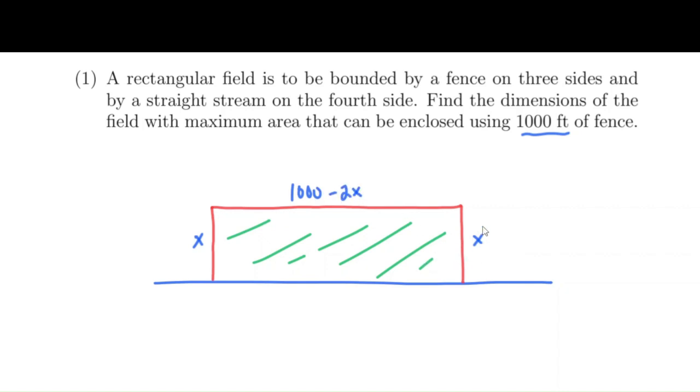So imagine, for example, x is 100, right? So if x was 100, this side would be 100. What would this length be? Well, it'd be 1,000 minus 200. It would be 800.